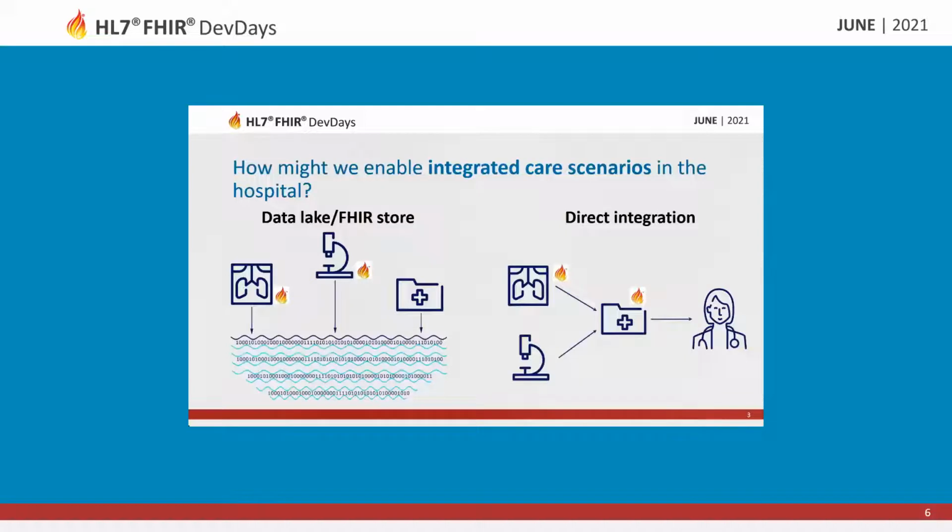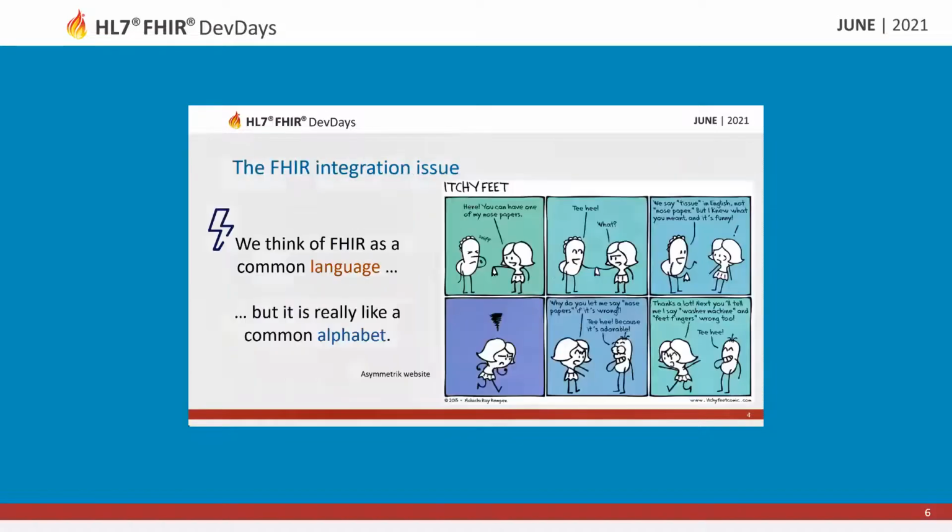You can differentiate maybe two different approaches to integration. On the left, the data lake approach, where specialist systems pump data into a data lake, and eventually another system gets data out of the data lake and makes some sense of it, or uses it for integrated care scenarios. And on the right, a slightly different approach, which I call direct integration, where specialist systems use their existing API to directly integrate with one another, or they are maybe wrapped into building blocks of a data processing pipeline. In both approaches, some specialist systems might already speak FHIR, but each in their own dialect. And this is what I call the FHIR integration issue.